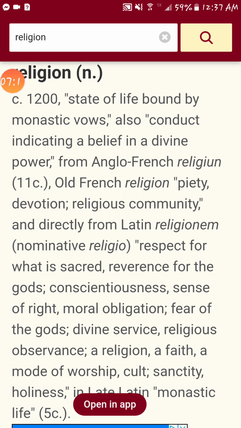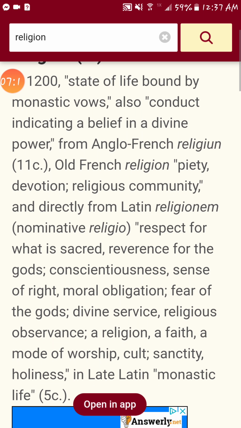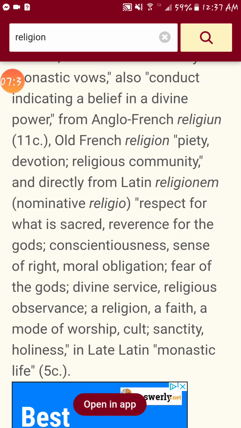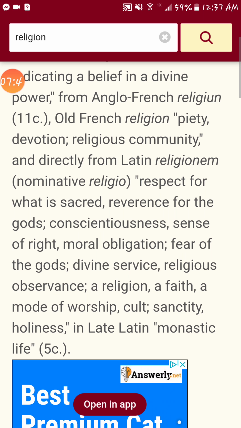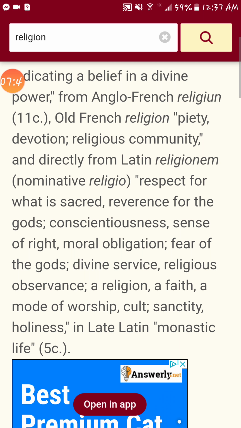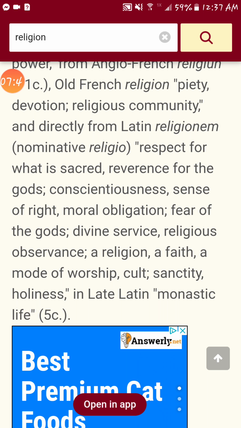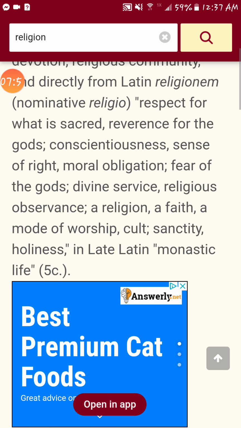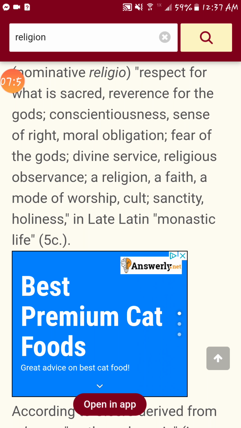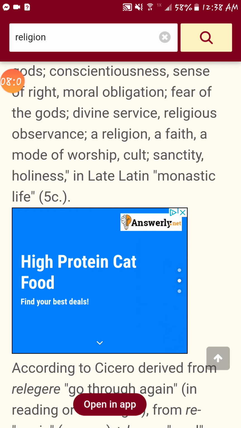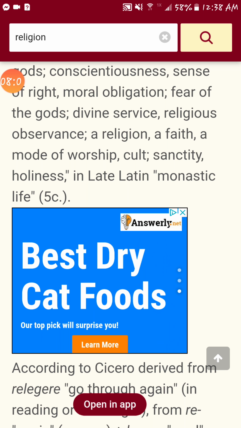Okay, but that comes from Anglo-French religion from the 11th century, and that comes from Old French religion, piety, devotion, religious community, and directly from Latin religionem, accusative of religio, respect for what is sacred, reverence for the gods, consciousness, sense of right, moral obligation, fear of the gods, divine service, religious observance, a religion, a faith, a mode of worship, cult, sanctity, holiness, and all that comes from late Latin monastic life.